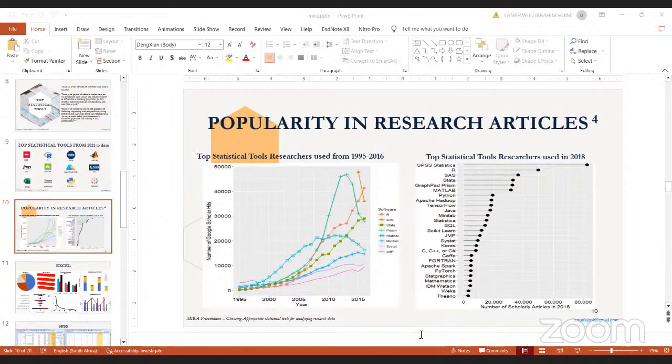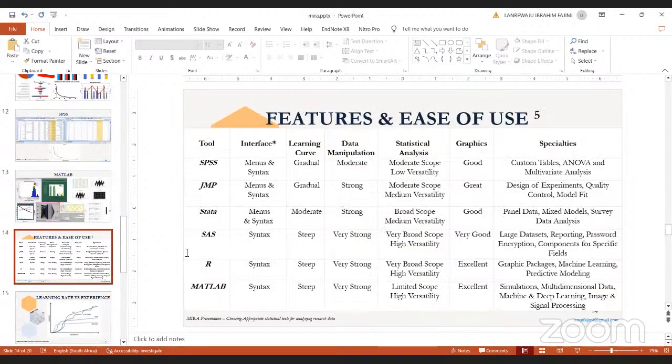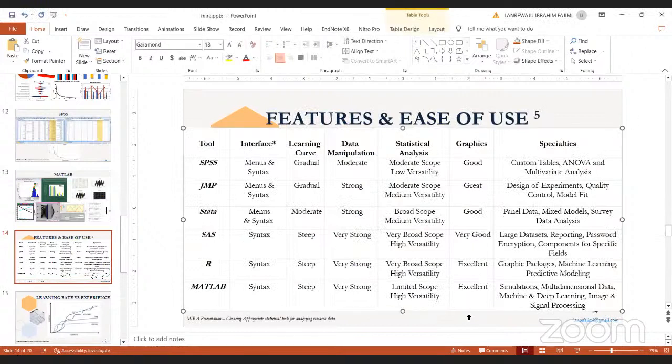Someone said, can SPSS be used to generate plots or graphs? Yes, it can be used to generate plots and graphs. If you check this table, can you see this table now? Can you guys still see my slide? So the table is telling you that the graphics are good. At times, if you want solid graphics, you can use something that is better. Even Excel has better graphics than SPSS. Sorry about that, those that use SPSS. SPSS is good, but in terms of graphics, it's not that solid.